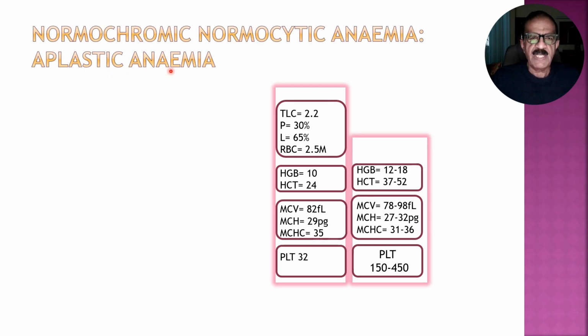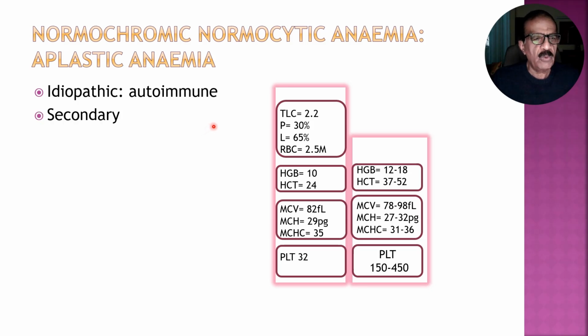So normocytic, normochromic anemia, which is aplastic. There are other causes also, but this one is the aplastic picture. So if you are dealing with an aplastic anemia, it could be idiopathic, autoimmune, or it could be secondary. Now in the next slide, I'm going to explain this concept in some more detail, this reversal of polylympho, with the graph, with some graphics.